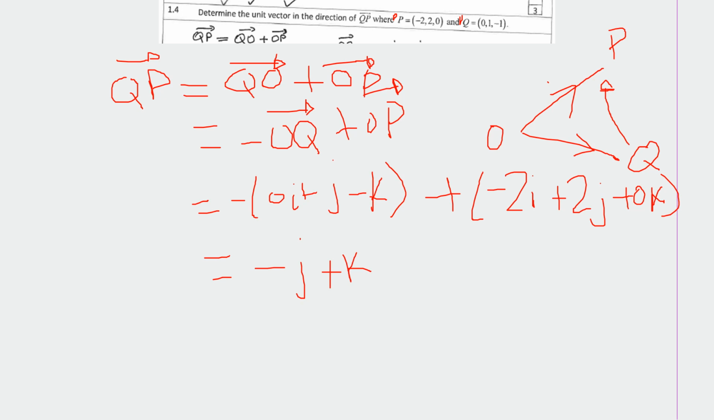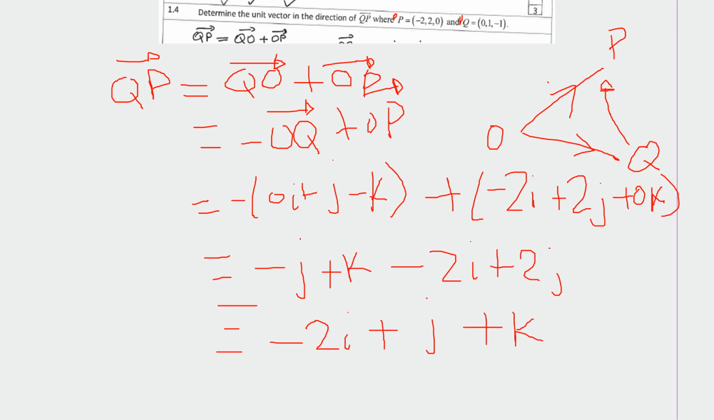And then here we'll be having what? Negative 2i plus 2j. So at the end, everything will simplify. Negative 1 plus 2 is going to be what? It's going to be positive j. But we have to start with i. Remember, we have to start with i first. So we're going to start with negative 2i. Then we go to j's, and then it's going to be plus j. And then for k is only 1k, so it's going to be plus k.